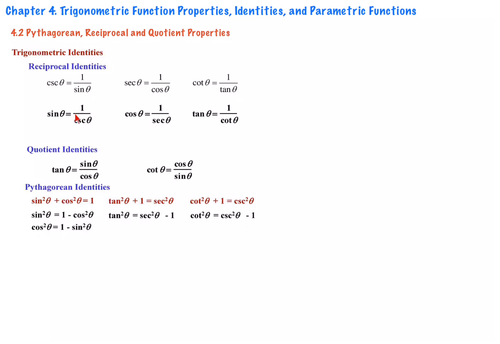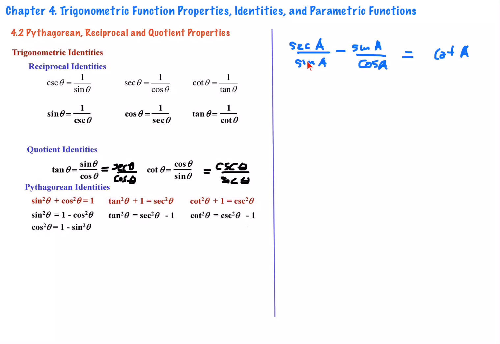The reciprocal properties is this one, and then this is the quotient identities. Forget to put over here, it's equal to secant theta over cos theta, and then cotangent theta is equal to cosecant theta over secant theta. And then we have the Pythagorean identities.